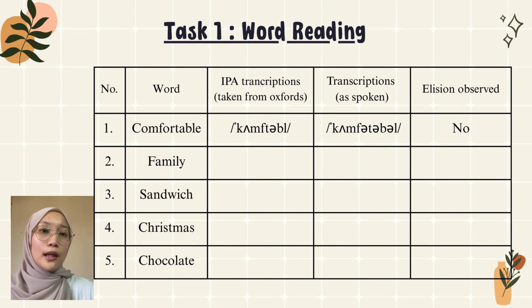Now, let's take a look at the second participant transcription result. For task 1, word reading, the first word would be comfortable. Now, let's hear the recording. Comfortable. According to Oxford Dictionary, the official transcription is comfortable. This reflects the reduced form that is typically used in natural speech.